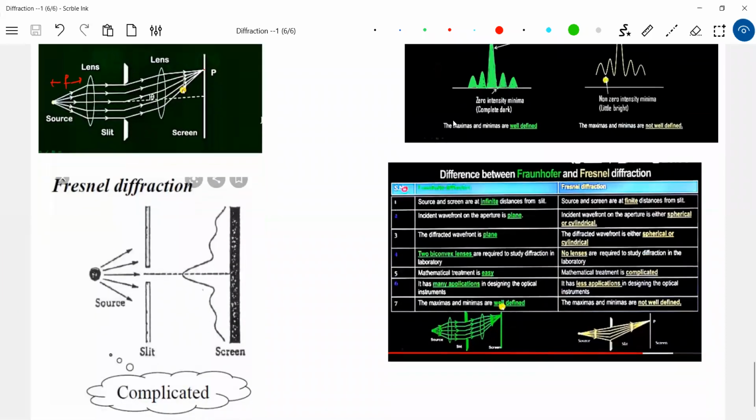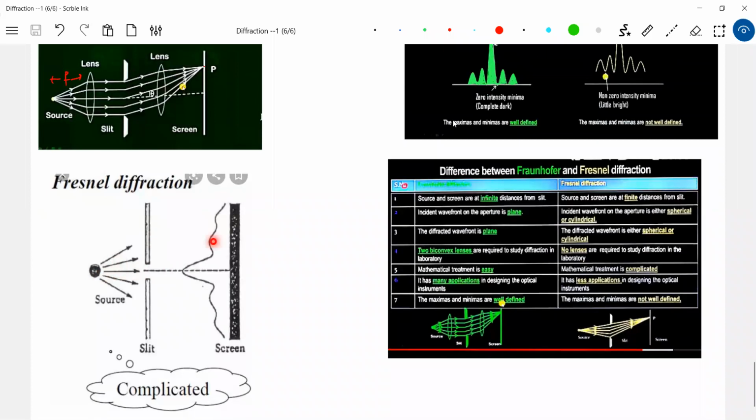What is Fresnel diffraction? The source is kept at a certain distance and the screen is kept at a finite distance. I'll get a pattern, and a lot of maths is involved. The pattern will be like this. I'm just showing it. In fact, it will spread everywhere.